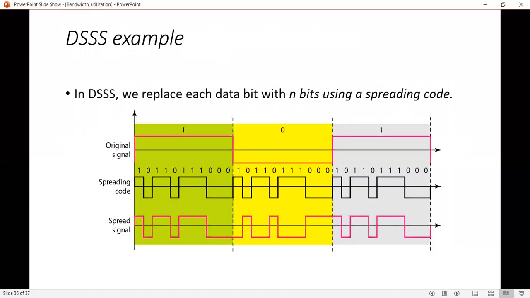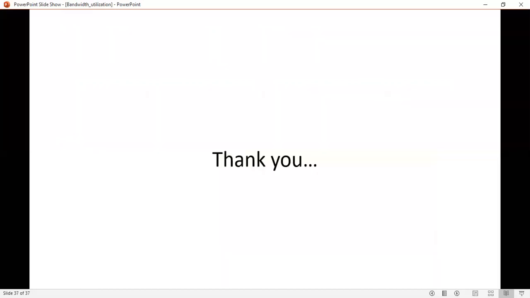Hope you are clear with these topics: bandwidth utilization, multiplexing, and spread spectrum. We use multiplexing to increase efficiency, and we have seen the types of multiplexing, followed by spread spectrum. Why do we use spread spectrum? In order to increase security, and for anti-jamming we use spread spectrum. Okay, thank you.